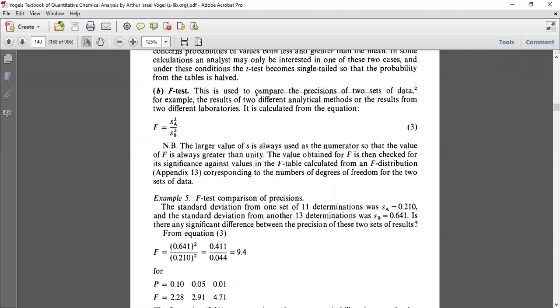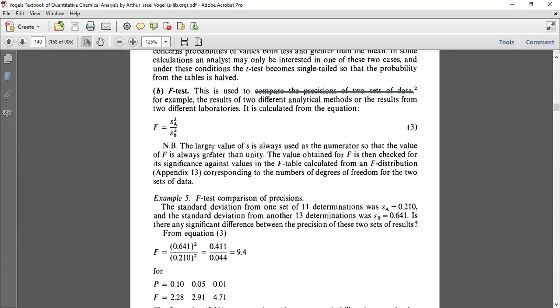This is a keyword. For example, a question will come: write down the significance of the F-test. So the first point, obviously, you will write is that it is for comparison of results. And another important key point you should mention: it is used to compare the precisions of two sets of data. And the formula is F is equal to S square A divided by S square B.